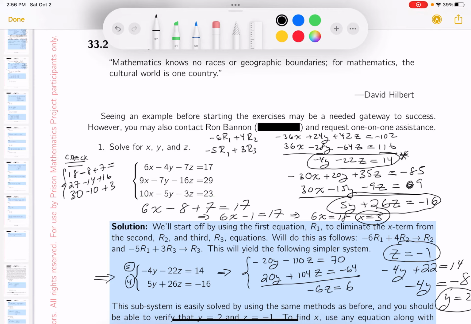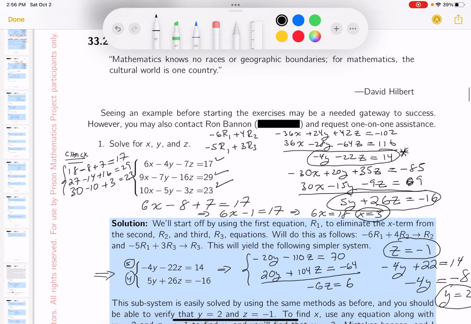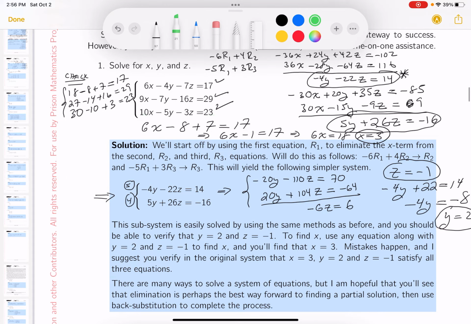Well, let's see if it gives us what's advertised. This would be 17, just doing the arithmetic. This would be 29, I'm just doing simple arithmetic. And this would be 23. 17 is advertised, 29 is advertised, 23 is advertised. So x equals 3, y equals 2, z equals minus 1. If you look over here, they're going to tell you that too. Again, if you're looking in this, y is 2, z is minus 1, and x is 3.